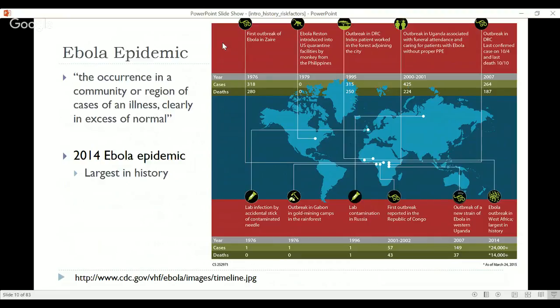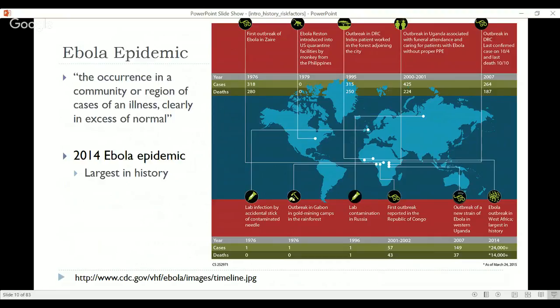Looking at 1976, there were 318 cases. Looking at 2000 to 2001, that was the second biggest outbreak we've seen, 425 cases. And then if you look down here at the bottom, 2014, we have 24,000 known cases. And that was as of March of 2015, so there could have been more reported.